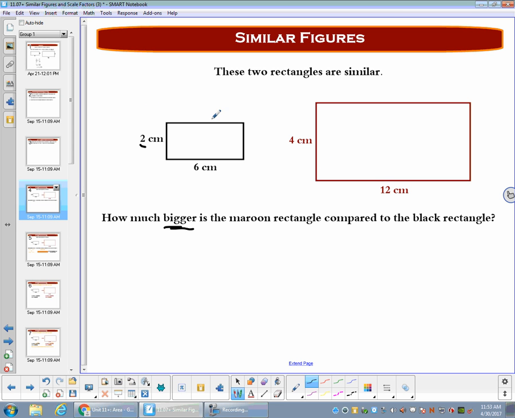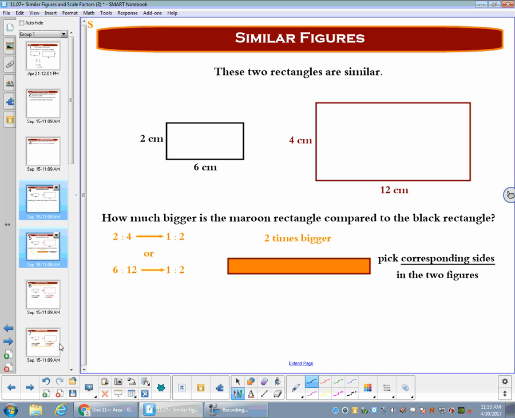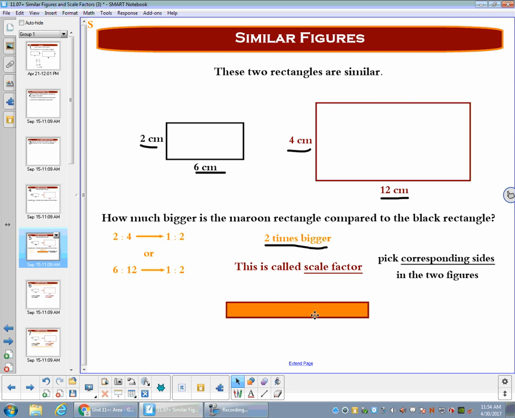So maybe what we could have asked is what's the scale factor for the sides and what's the scale factor for the area? If we look at our next slide, the scale factors for the sides are 2 to 4 or 6 to 12. Both of these scale factors can reduce down to 1 to 2. So you could easily say that this rectangle is 2 times bigger. All right, that makes a little bit of sense.